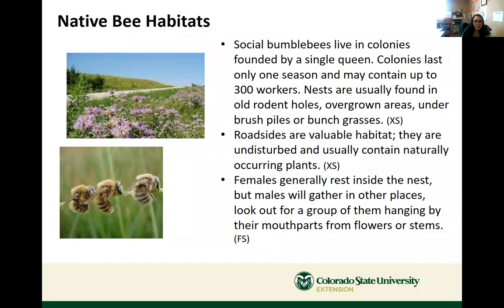Social bumblebees do live in colonies founded by a single queen. Usually those colonies for most species only last one season, and they could contain up to 300 workers. Bumblebees tend to nest in old rodent holes or overgrown areas or under brush piles or grasses, somewhere protected and out of the way. Females, when it's time to rest, are usually going to rest inside the nest, but males will gather in places. So you might see them like in this bottom picture, hanging out together from the stem of a plant, resting in the daytime.